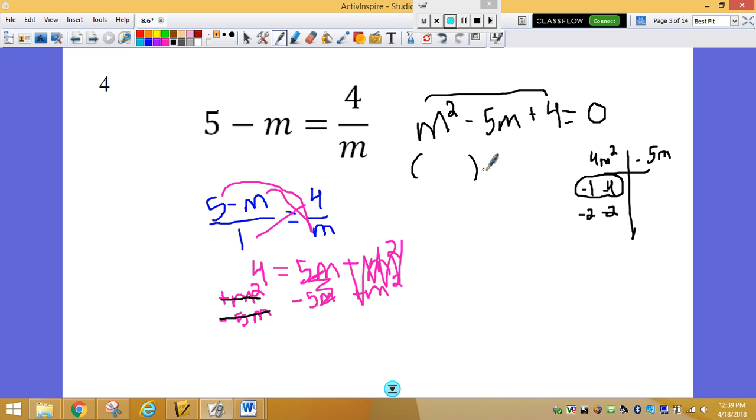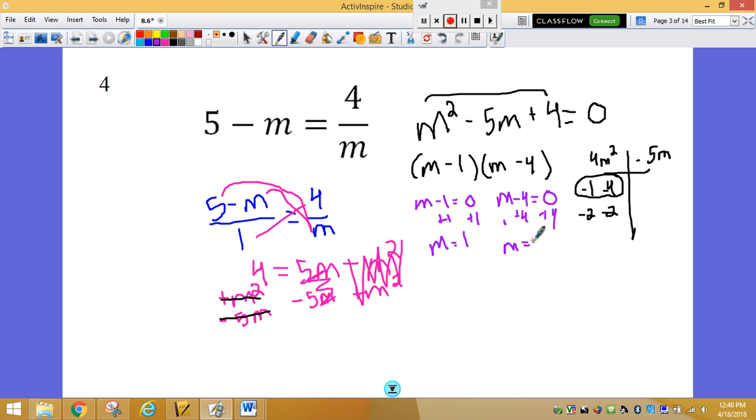So let's factor. Do your two parentheses. Split up your m squared into an m and an m. It's a minus 1 and a minus 4. The way you solve this is you set both of them equal to 0. So I'm going to set m minus 1 equal to 0, and I'm going to set m minus 4 equal to 0. So to solve this one, I would add 1, and 0 plus 1 is 1. To solve this one, I would add 4, and 0 plus 4 is 4.